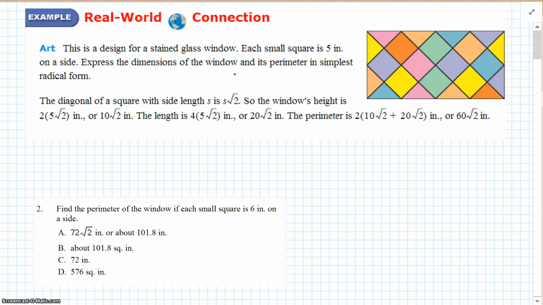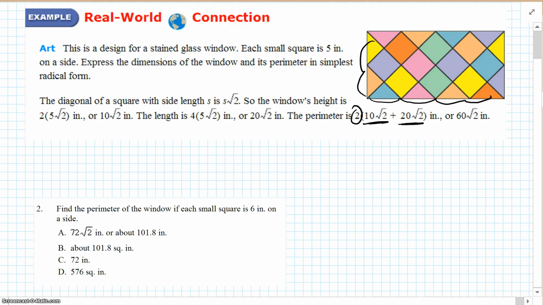So the window's height is 2 times 5 square root of 2, or 10 square root of 2. The length is 1, 2, 3, 4 of those. So 4 times 5 square root of 2, or 20 square root of 2. So the perimeter is the sum of those. So the perimeter is 2 times the height, which is 10 square root of 2, plus 2 times the length, which is 20 square root of 2, which ends up combining to be 60 square root of 2.